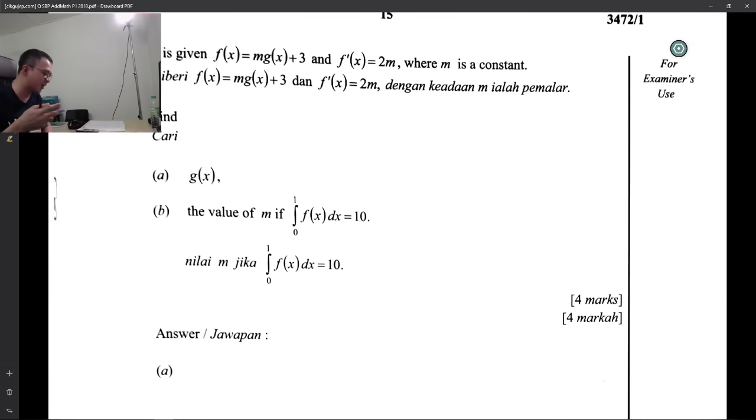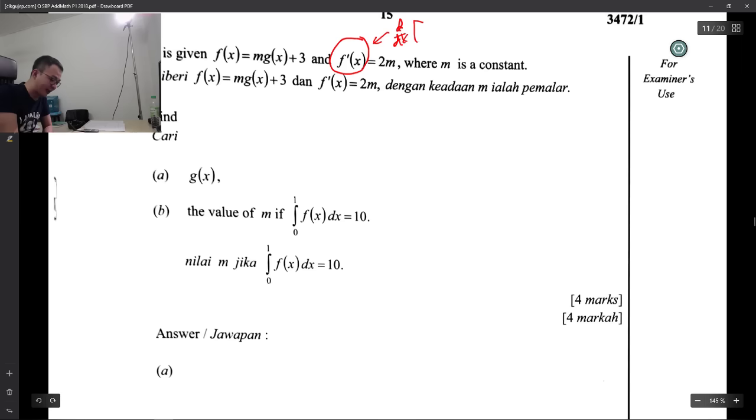Okay, it's given that f(x) equals to m g(x) plus 3, and then, okay, what is this? This one means differentiate f(x). When you see one dot here, or we call it prime, that means it's the differentiation of f(x). So in order to get the f(x) from the differentiated version of f(x), I will just integrate f prime x. Because when I integrate f prime x, I actually get back the f(x). Okay, this is the logic.